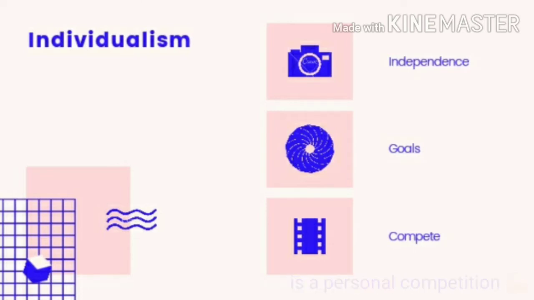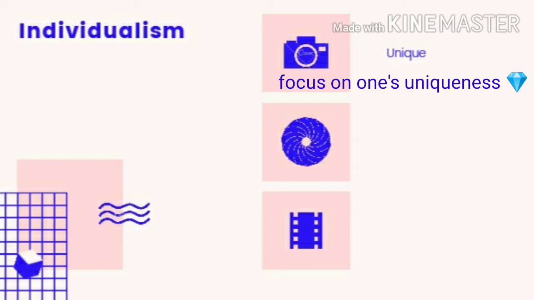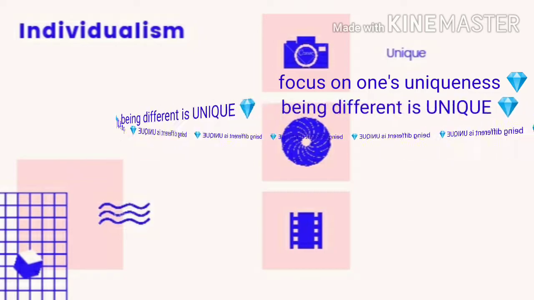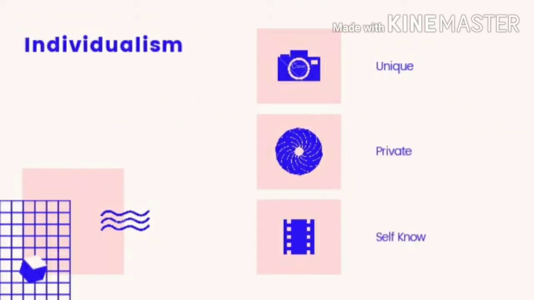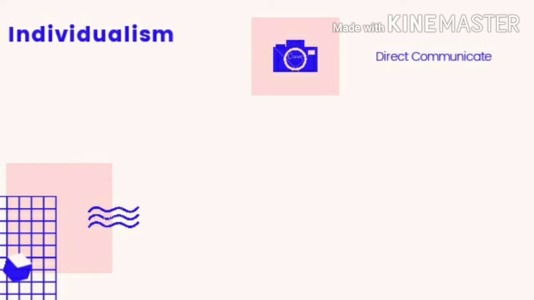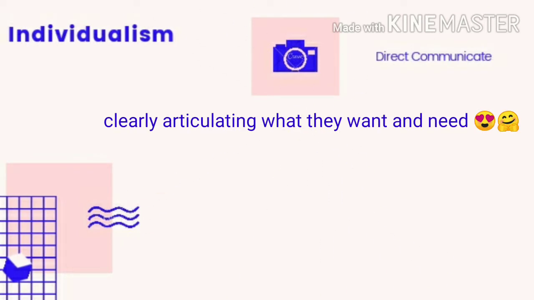Compete is personal competition, performing better than what I've done before and anyone else. Unique is focusing on one's uniqueness, so they tend to focus on being different and they think being different is unique. Private just means prioritize privacy. Self-know is a clear identity of oneself. They know their weaknesses and strengths. Direct communicate means they're clearly articulating what they want and need, so it means they always state their opinions.